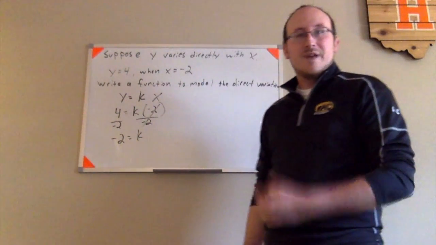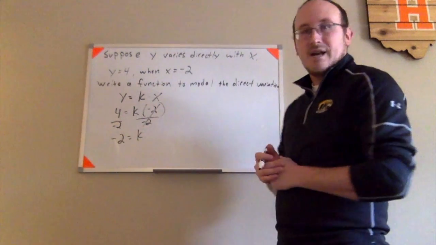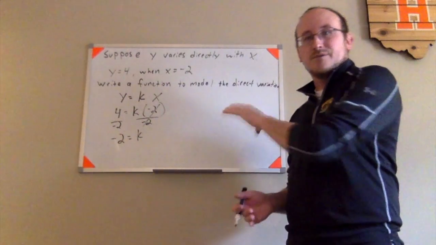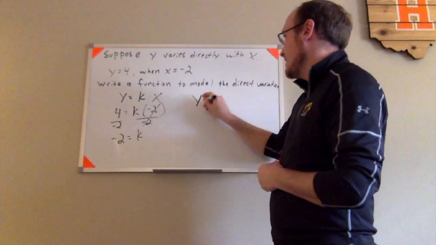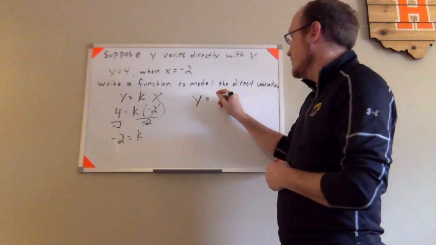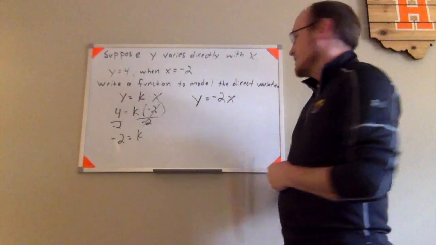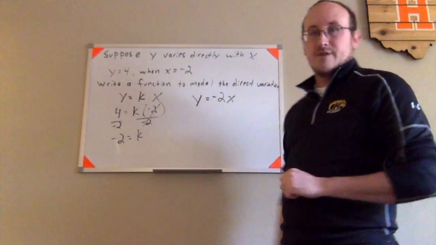Now that we know that value of k, which we call the constant of variation, we can go ahead and actually write the function that models this direct variation. That would be of the form y equals k times x, and now that we know k is negative 2, this would be y equals negative 2x. So that function models this given direct variation when y varies directly with x.